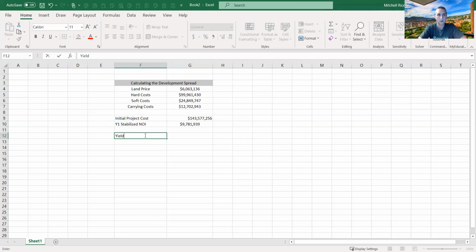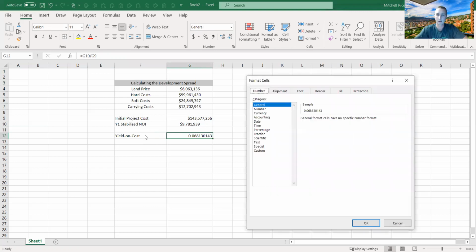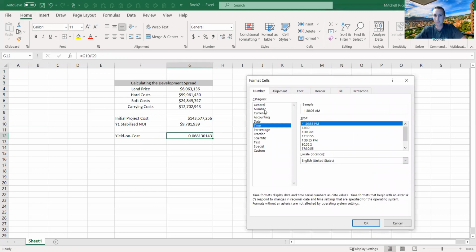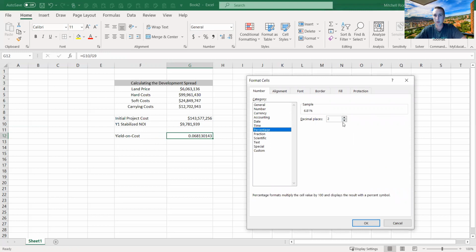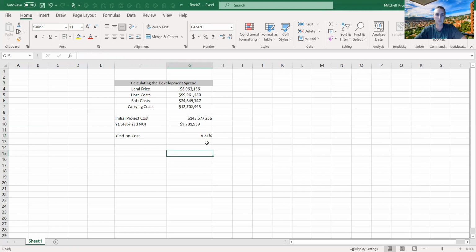Okay, so yield on cost. If you remember, yield on cost is just that stabilized NOI divided by our cost to build. Control 1 to get to cell formatting. We're going to change this to a percentage. We'll keep two decimal places. So you can see our yield on cost is 6.81%.